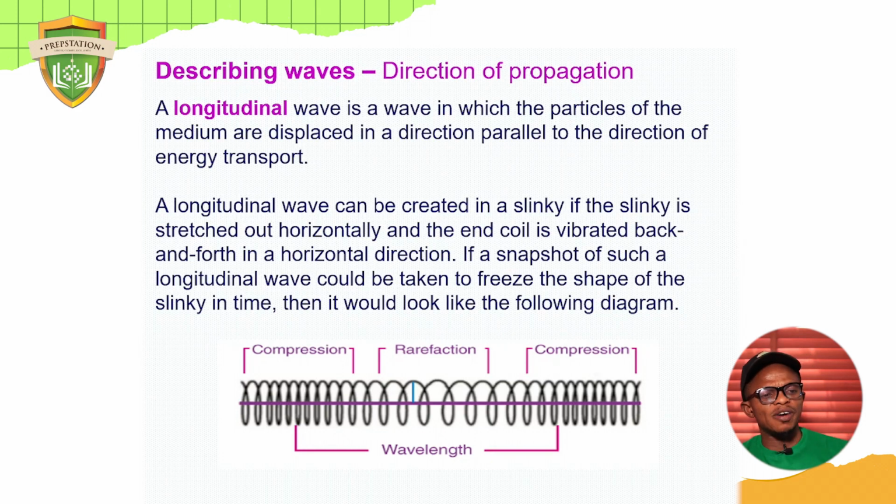A longitudinal wave can be created in a slinky. Slinky here refers to a spring. If the slinky is stretched horizontally, you have the diagram there on the screen. If a slinky is stretched horizontally, what will happen? The end of the coil is vibrated back and forth in a horizontal direction. Now, the same thing I did for transverse waves, let's do the same thing here. If a snapshot of such a longitudinal wave could be taken to freeze the shape of the slinky in time, it will look like the following diagram.